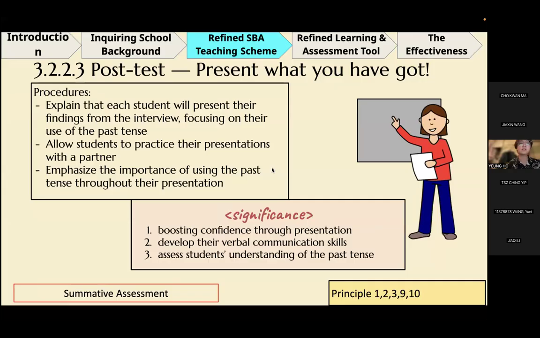And for the post-test, present what you have got. The procedures include explaining that each student will present their findings from the interview, focusing on their use of the past tense. It also allows students to practice their presentations with a partner. It emphasizes the importance of using the past tense throughout the presentation. And for the significance, it boosts confidence through presentation, develops their verbal communication skills, and assesses students' understanding of the past tense.